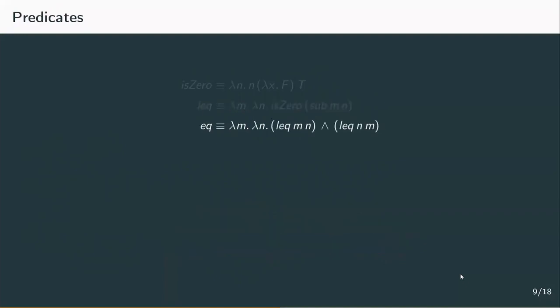Finally, we look at a predicate to determine whether m and n are the same Church numeral. Just like in classical mathematics, we check whether m is less equal to n and n is less equal to m. If both hold, m and n have to be the same. Since we've already proved the functionality of less equal and the conjunction, the functionality of the equality term immediately follows.